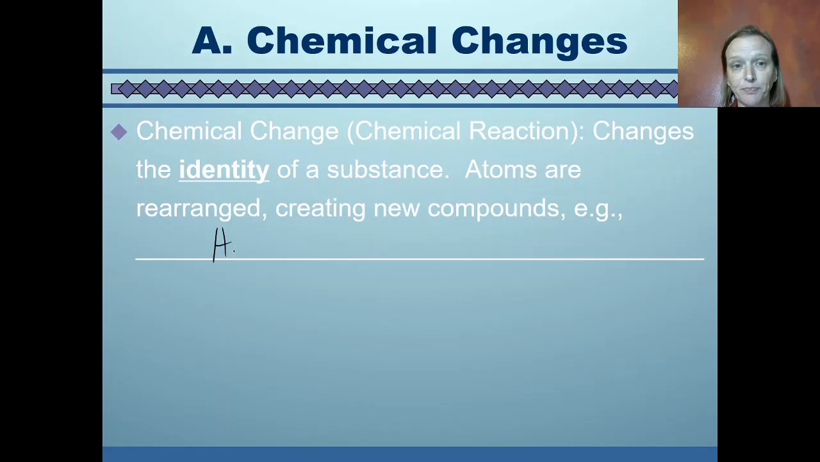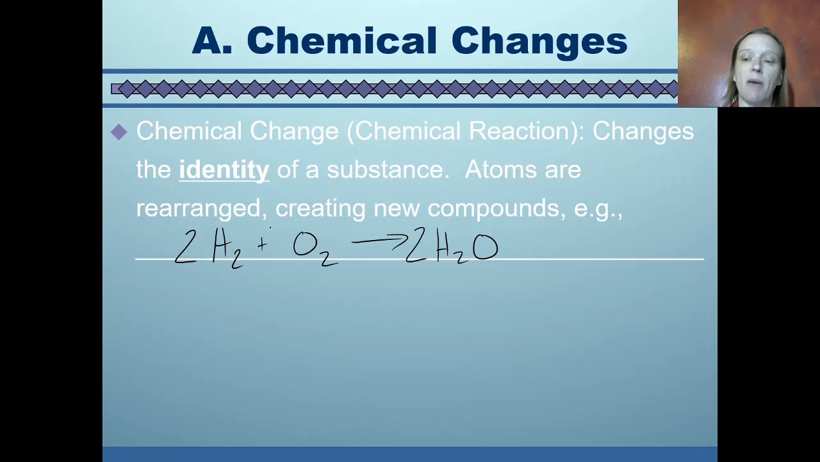For example, hydrogen gas reacts with oxygen gas to produce water. We start with hydrogen atoms bonded to each other. We start with oxygen atoms bonded to each other. Those atoms break apart, and the atoms rearrange themselves in a new way to create a molecule of water. This isn't balanced. We haven't learned how to balance equations yet, but we're going to start with the same atoms that we finish with.